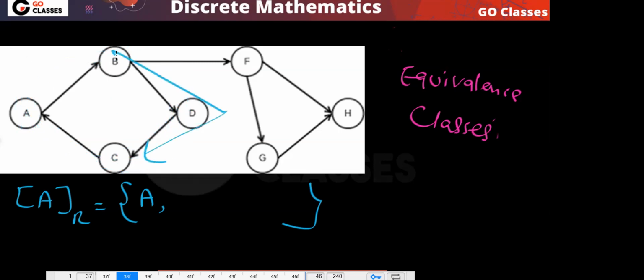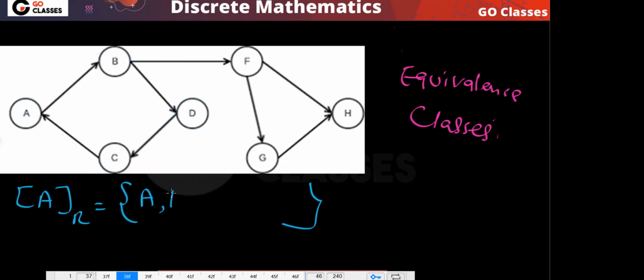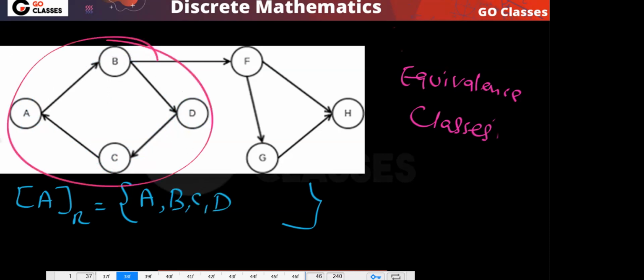There is a path from B to C, and a path from C to B. So you can notice they are on a cycle. So yes, they all are strongly connected. Every pair here is strongly connected.